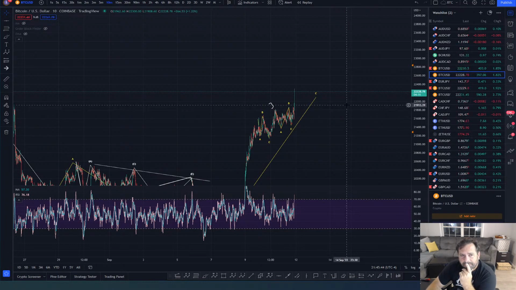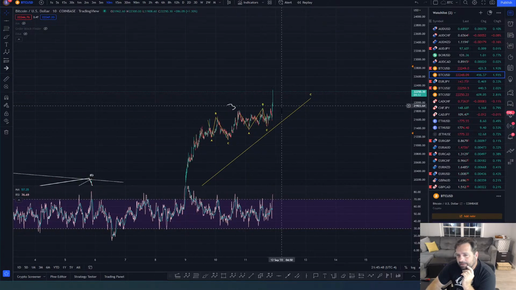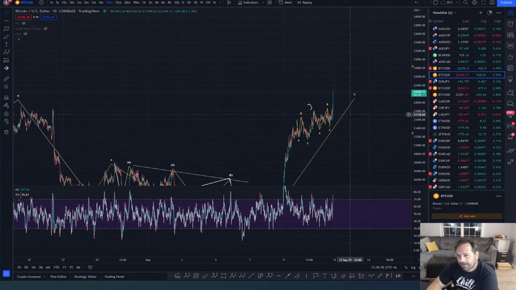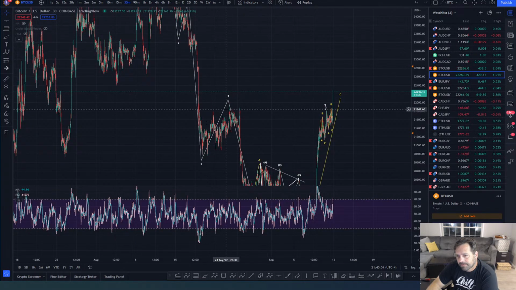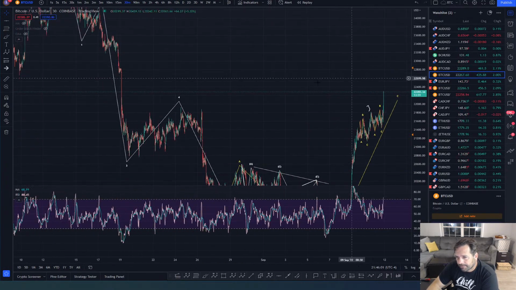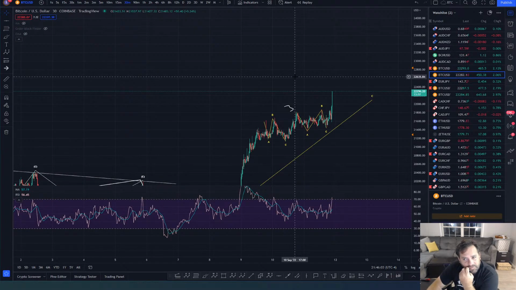So let's see how high this gets here. Let's watch and see how high this gets. They're just taking liquidity out here above. They just hit this liquidity zone right here, so they're finally taking that out today. So that looks good. Yeah, that looks all right.